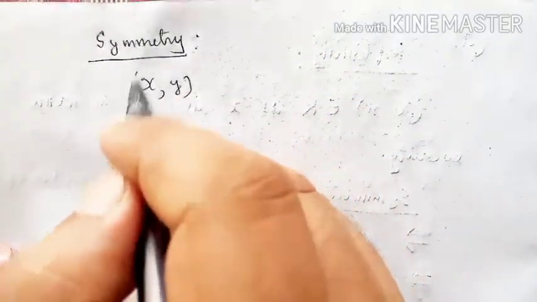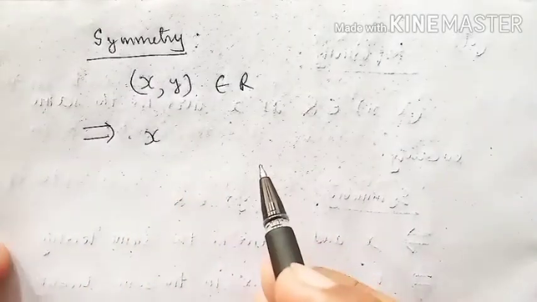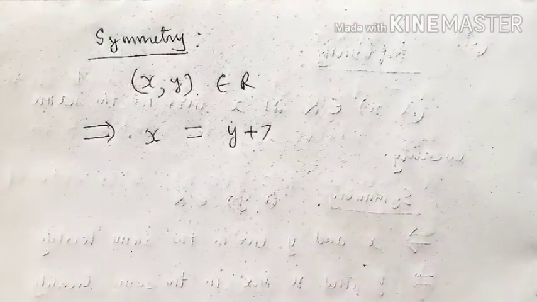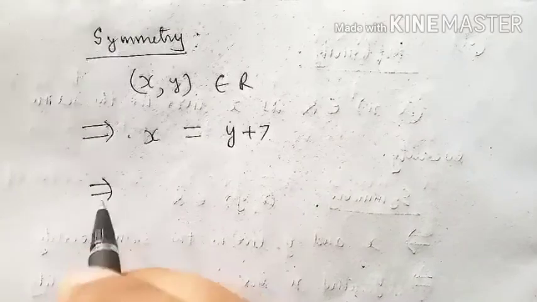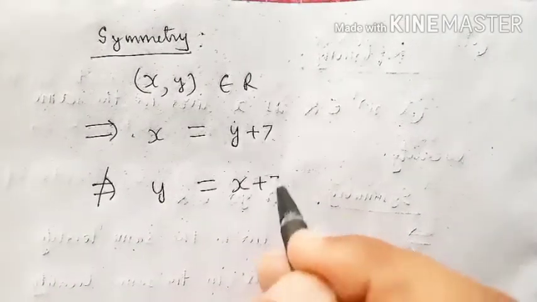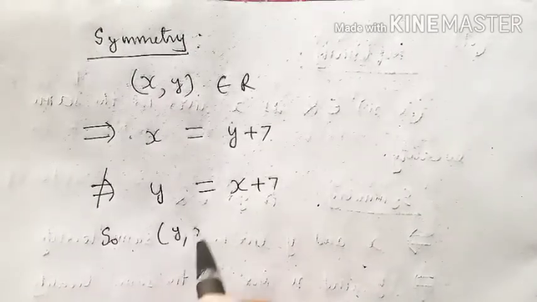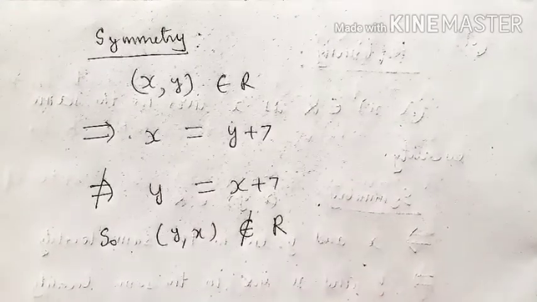Now symmetry. (X, Y) belongs to R implies that X is 7 centimeter taller than Y. This does not imply that Y is equal to X plus 7. So (Y, X) does not belong to R. So R is not symmetric. Now transitivity.